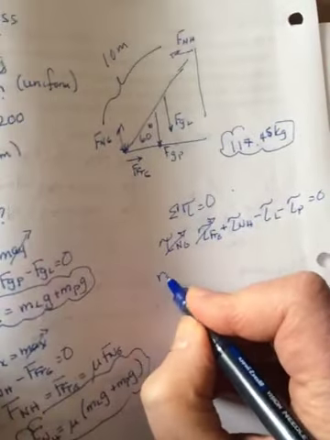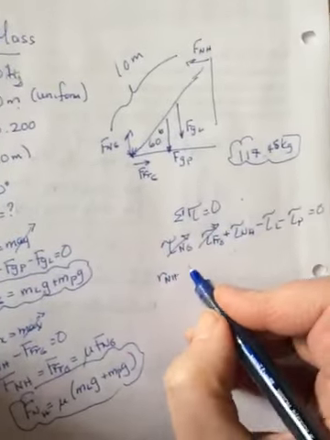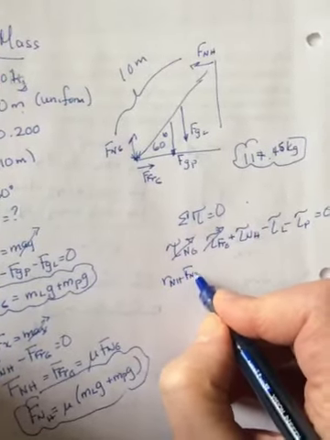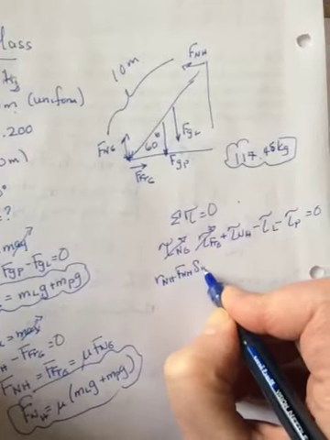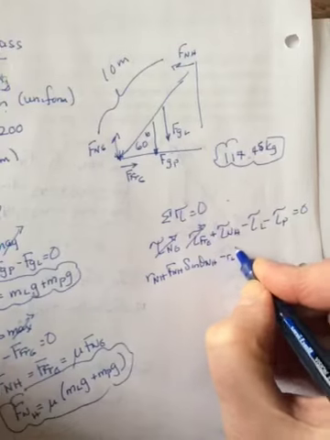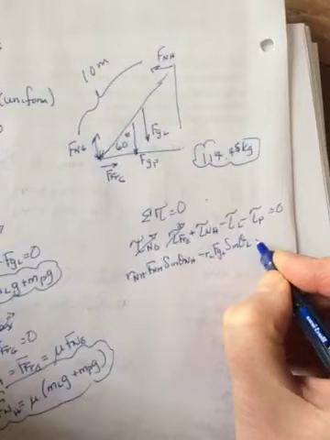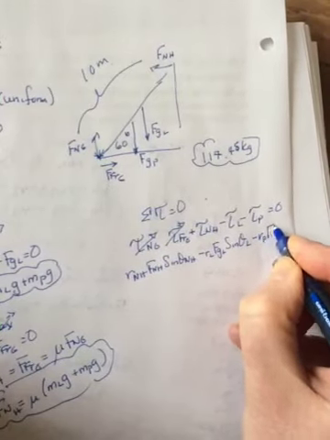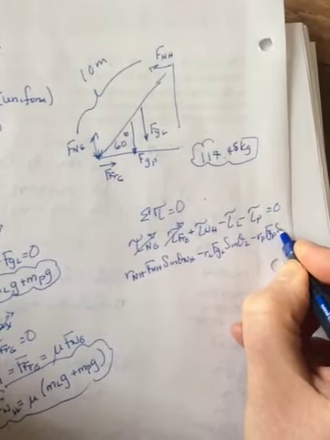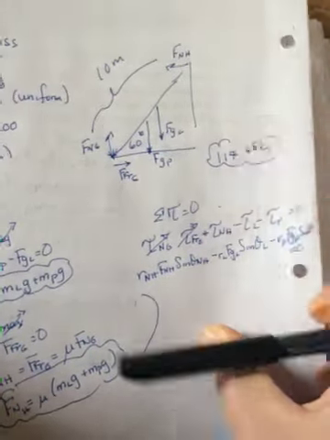So you'll have R normal of the house, F normal of the house, sine theta normal of the house, minus R of the ladder, FG of the ladder, sine theta of the ladder, minus R of the person, FG of the person, sine theta of the person equals 0. I'm just going to move it here.